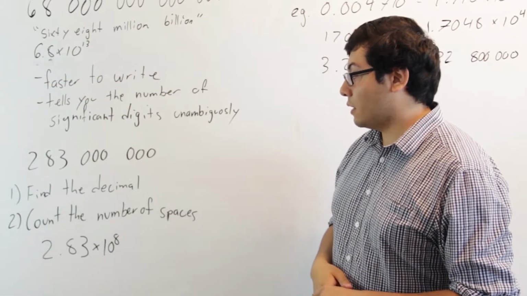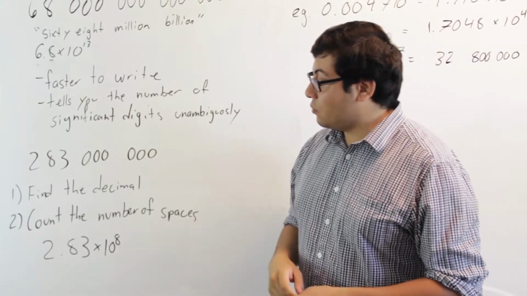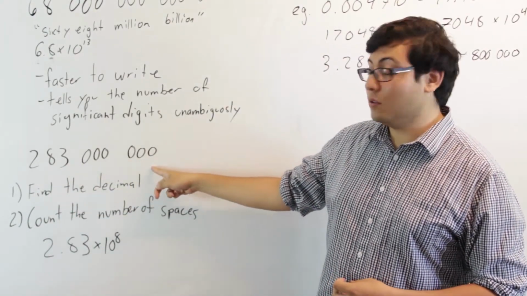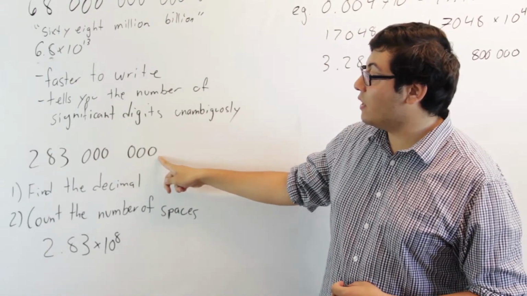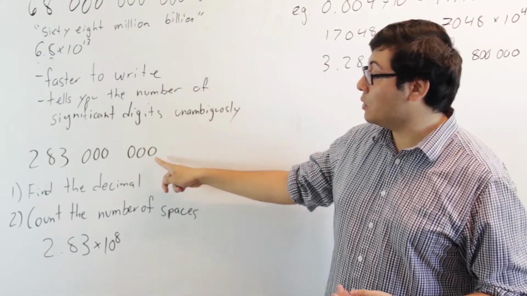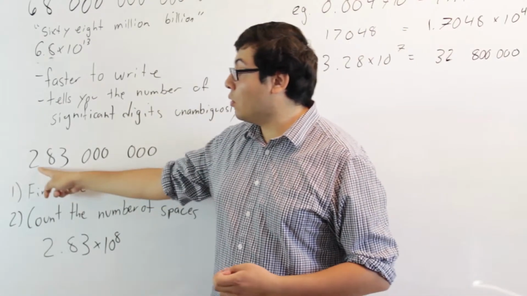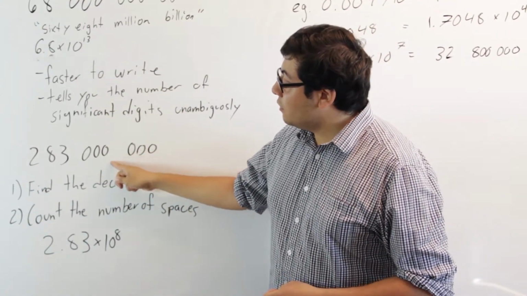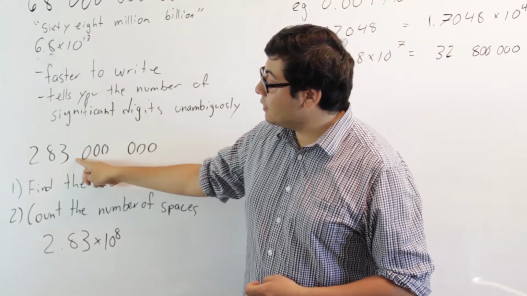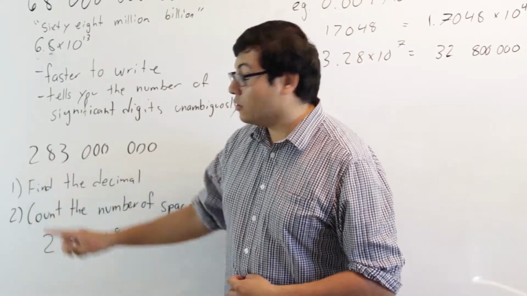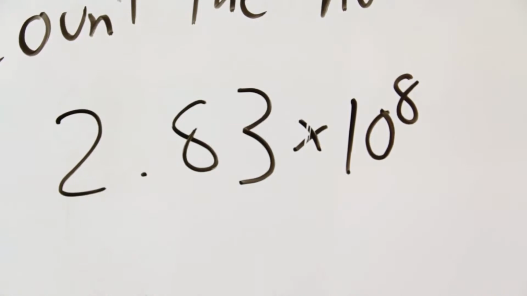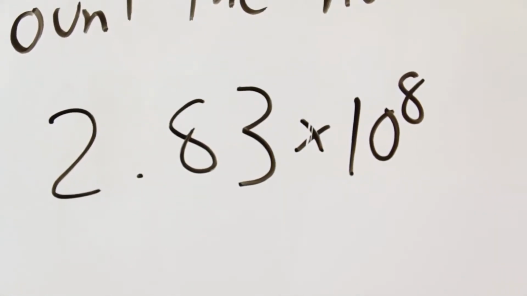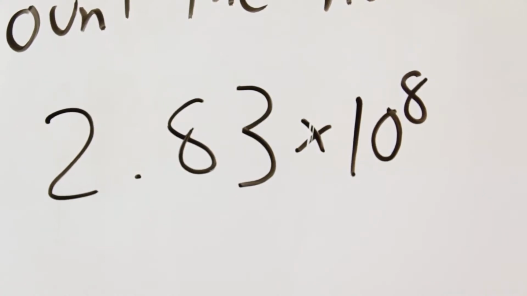So how do we go about doing it? So first, we find the decimal point. Over here, because this is a whole number, the decimal is at the very end. So when we find the decimal, we just count the number of spaces between the decimal to the whole number. So that would be 1, 2, 3, 4, 5, 6, 7, 8. So we can just write that as 2.83 times 10 to the 8.